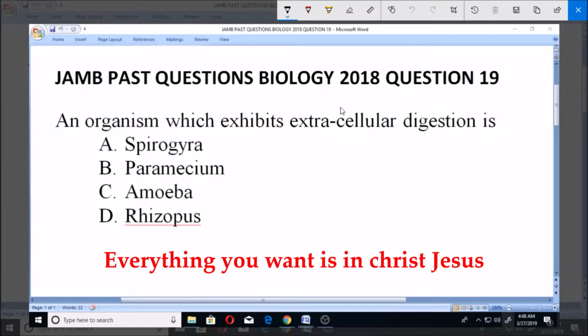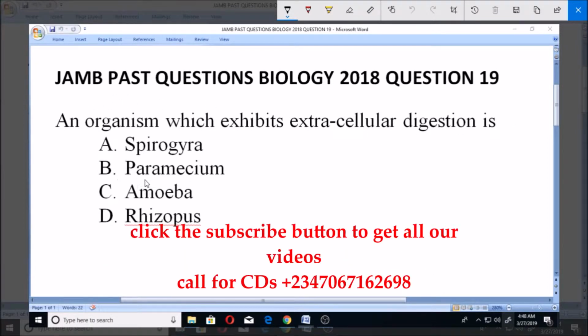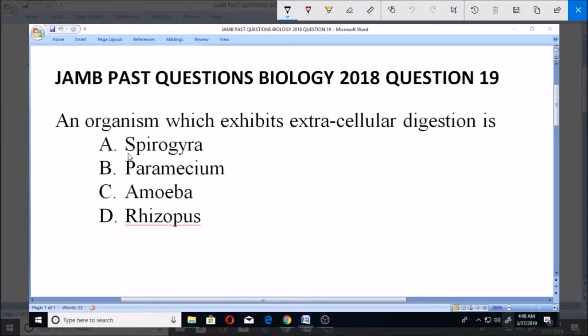Welcome. Let's look at these JAMB past questions, biology 2018. Question number 19. An organism which exhibits extracellular digestion is: A. Spirogyra, B. Paramecium, C. Amoeba, D. Rhizopus. So which of the following exhibits extracellular digestion?